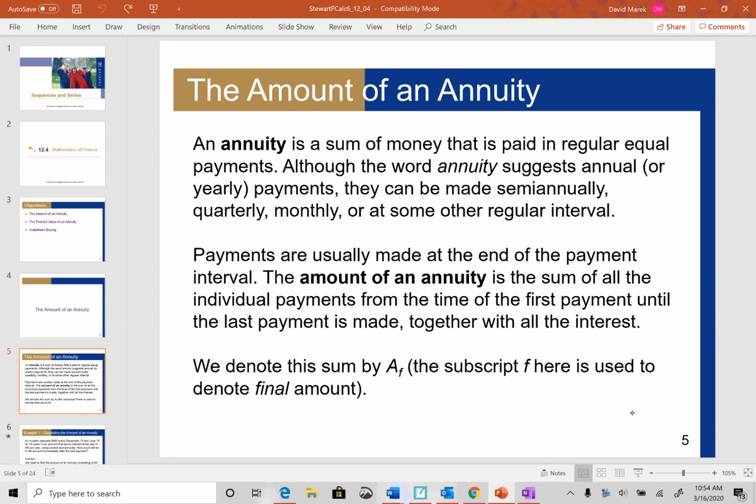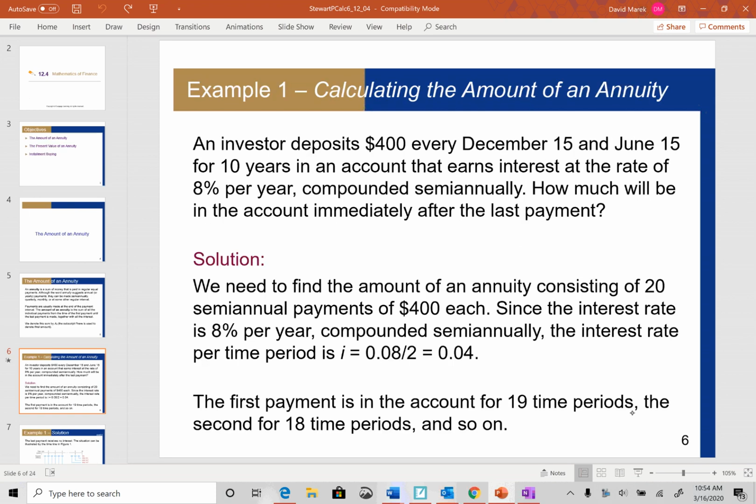When they use the phrase amount of an annuity, that's the sum of all of those payments that you've put in there and all of the interest that's been added. So A sub F is the final amount.